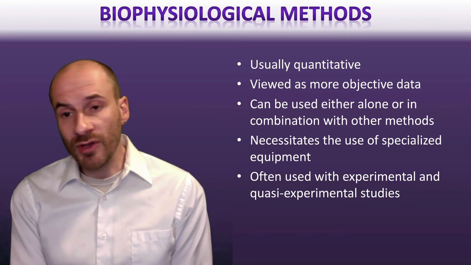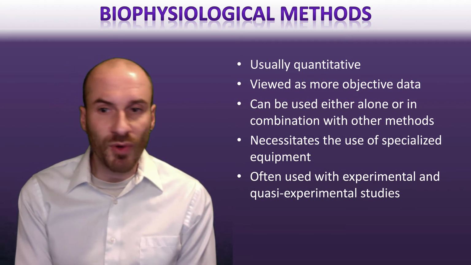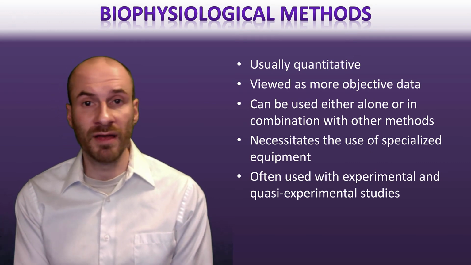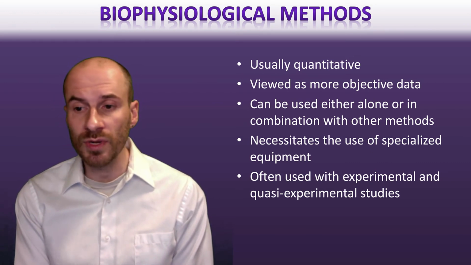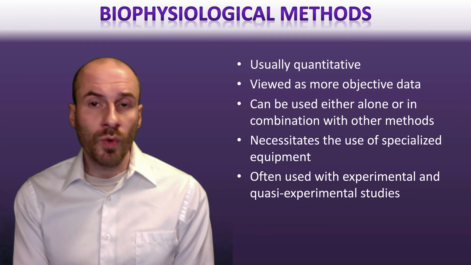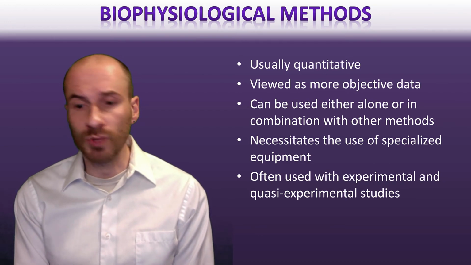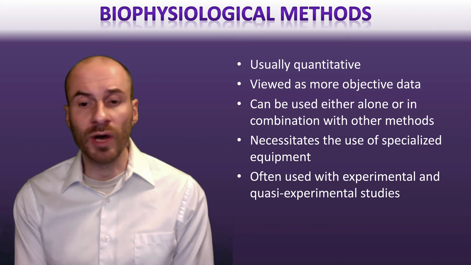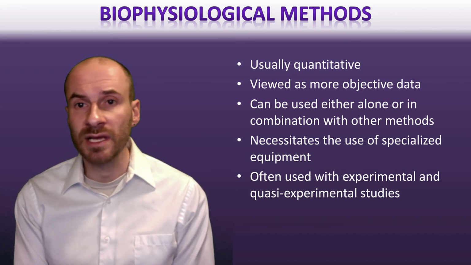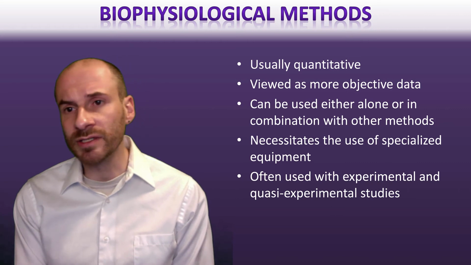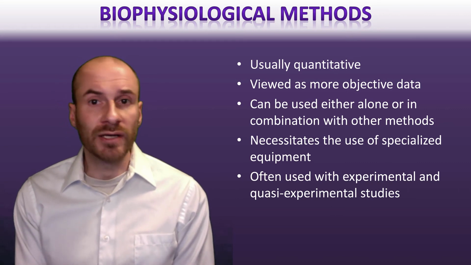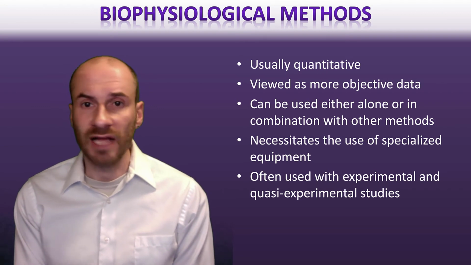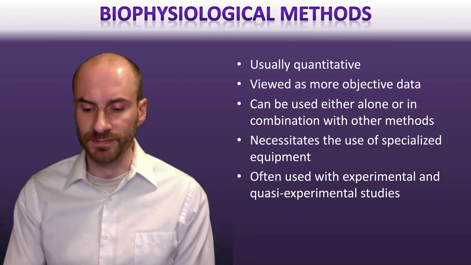Sometimes how you do this varies. Sometimes it requires cheap equipment. Sometimes it requires very expensive equipment, so that influences the type of studies that you can do. Also, when you're doing certain types of study approaches, which we'll talk about at another point, it's very often used for experimental and quasi-experimental studies. So randomized controlled trials, things like that. Drug trials, for example, very often what they're measuring there are things like biophysiological responses of various sorts.